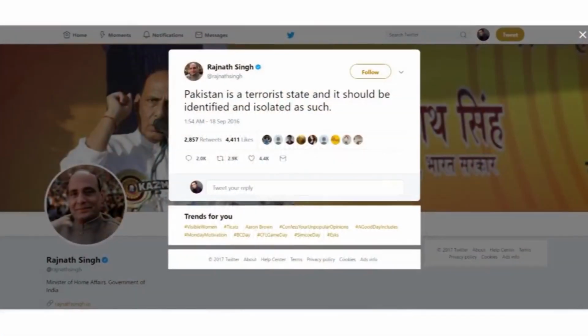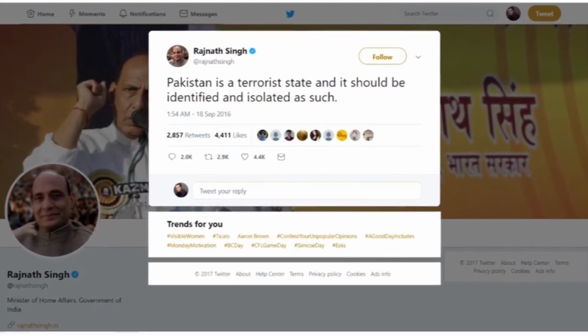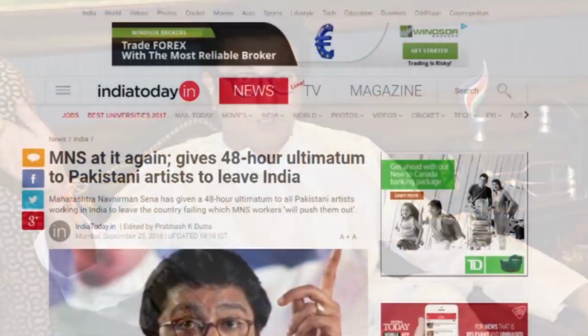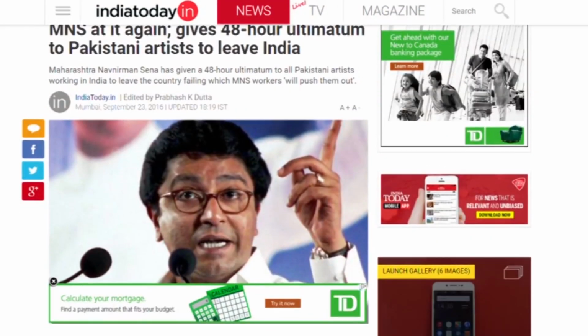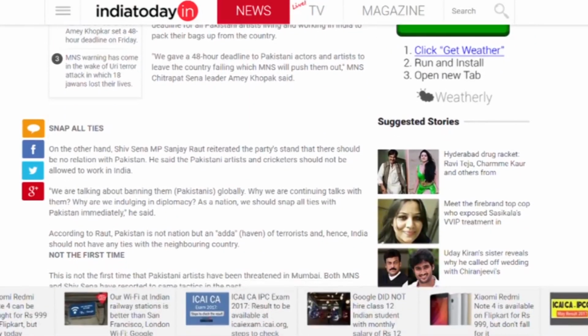India's Home Minister Rajnath Singh tweeted this shortly after: "Pakistan is a terrorist state and it should be identified and isolated as such." And the Indian political party, Maharashtra Navnirman Sena, also known as the MNS, issued a 48-hour ultimatum to Pakistani artists working in Bollywood to leave India or the MNS would punish them.